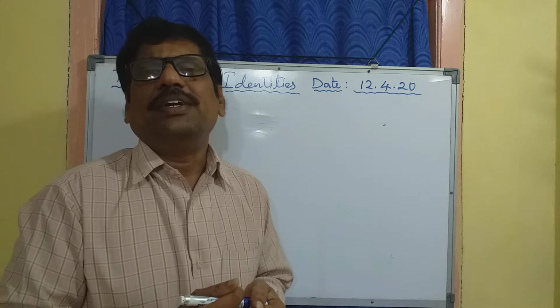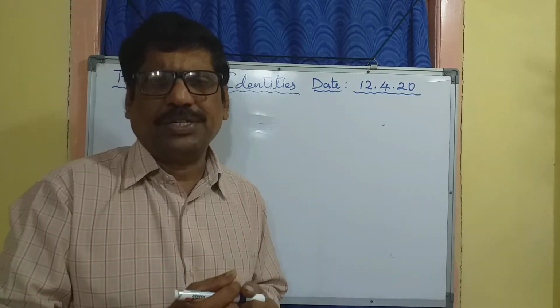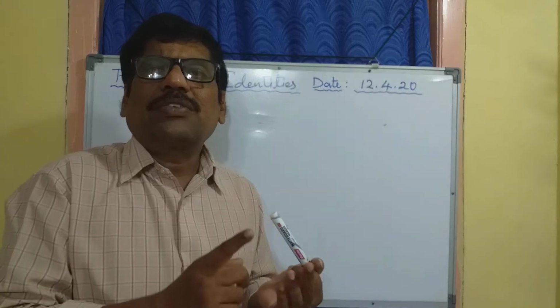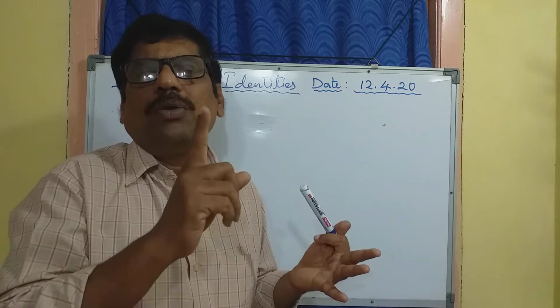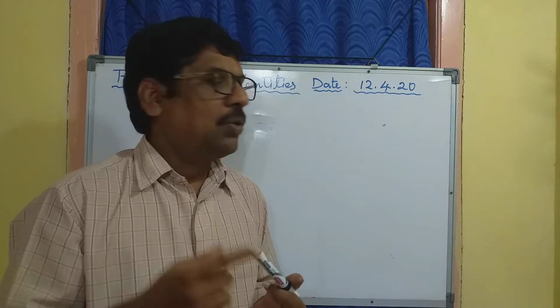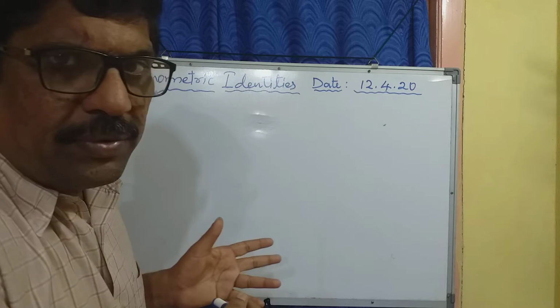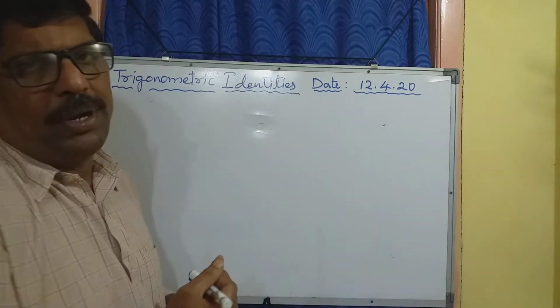What is an identity? Let us recall the definition of an identity. An equation is called an identity when it is true for all values of variables involved in it. Okay. Now let us derive some identities in trigonometry.